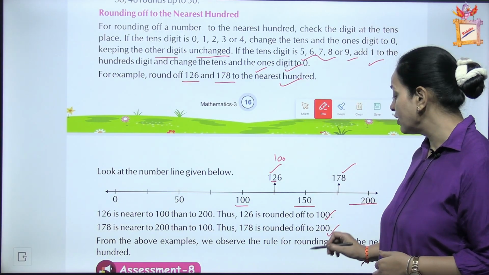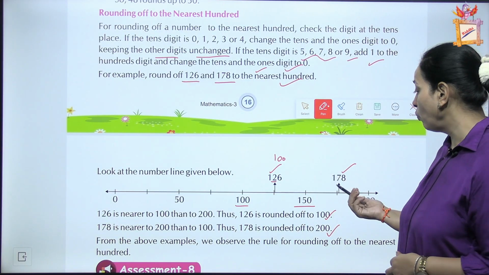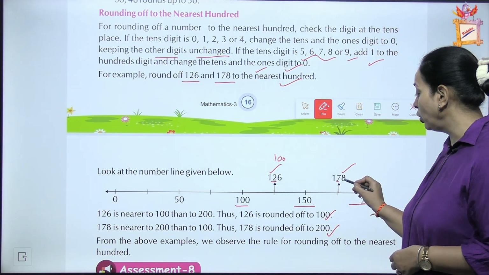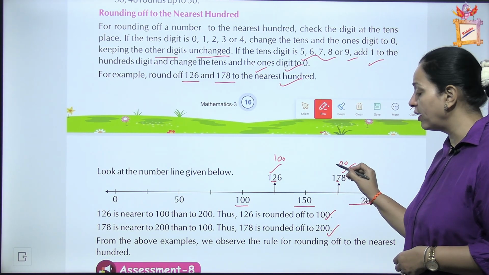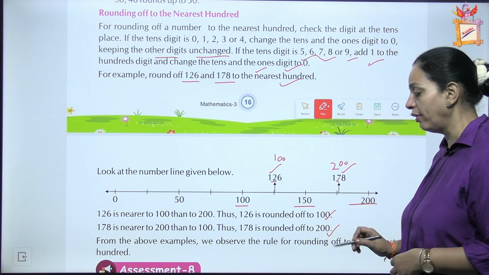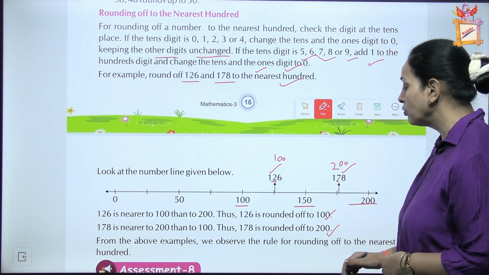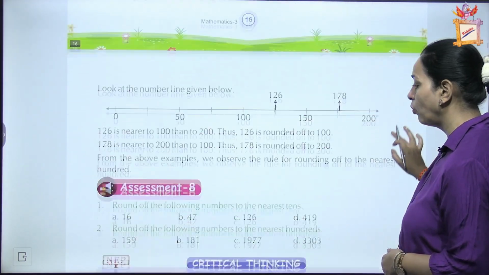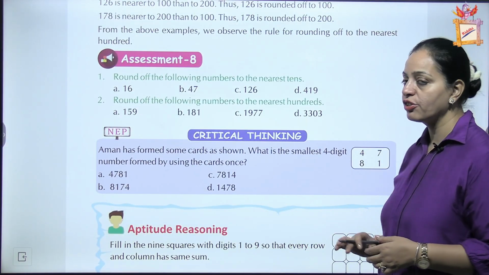Now 178, this is nearer to 200. So answer is 200. Or how we can do? We can see the tens digit, this is 7. So what to do? इन दोनों को 0 बना देंगे और 100 digit में 1 add कर देंगे. This becomes 200. So from the above examples, we observe the rule for rounding off to the nearest 100. I hope this is clear to you, my dear children.